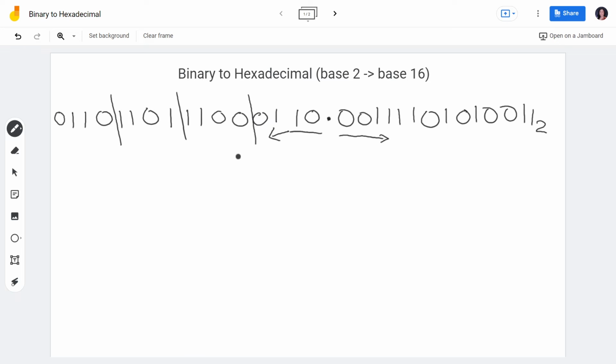We've already finished grouping the integer part, and next we have the fraction part. So 1, 2, 3, 4. 1, 2, 3, 4. 1, 2, 3, 4. And then we have 2 digits left. So we need 4, so we have to add 2 zeros. And please don't add 1. It will also change the value.